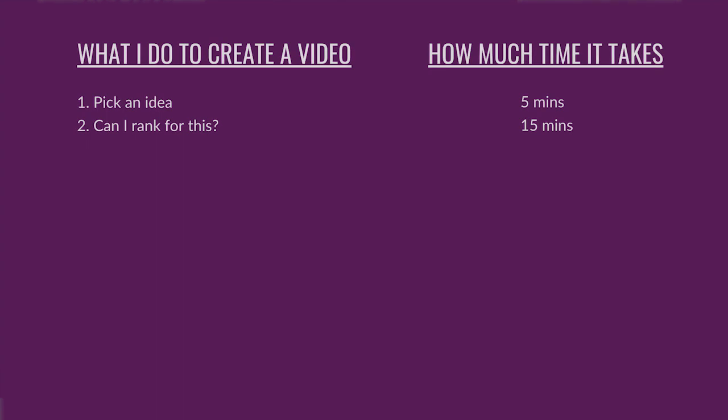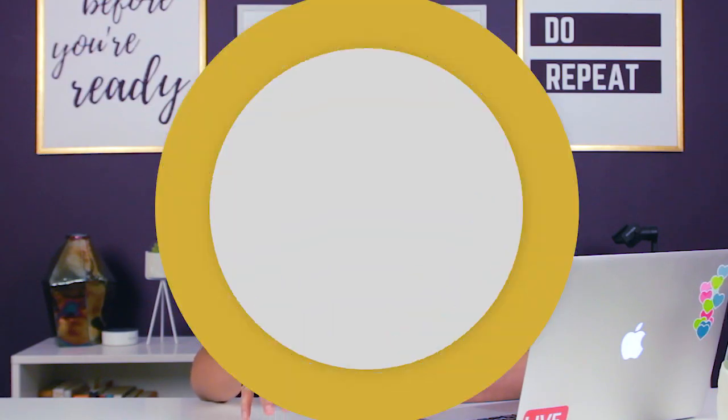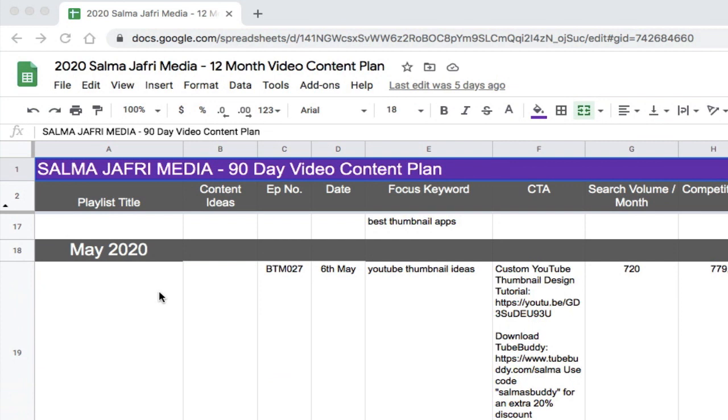Again, I'll link you to videos which walk you through my keyword research process. So the first two steps typically take me about 20 minutes or so to pick an idea and to do the keyword research. Now, coming to step 3, which is filling out my video content plan.